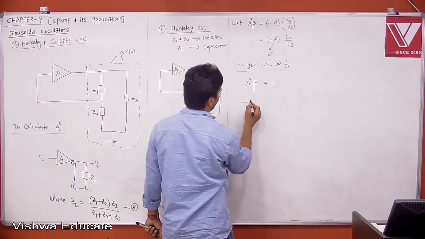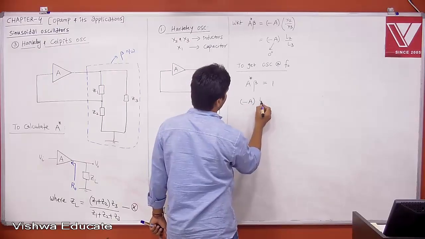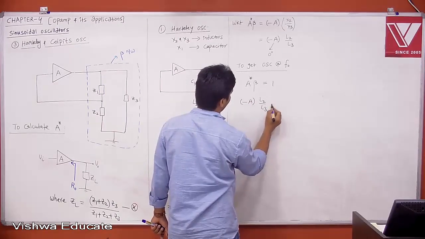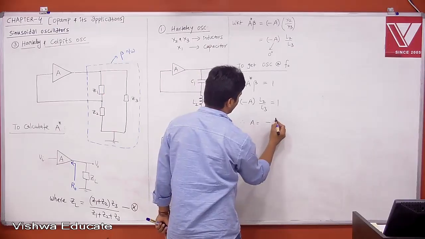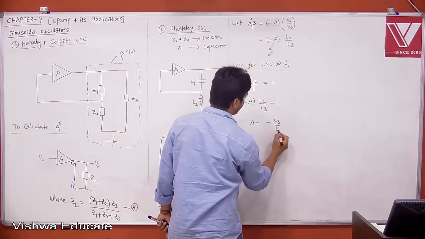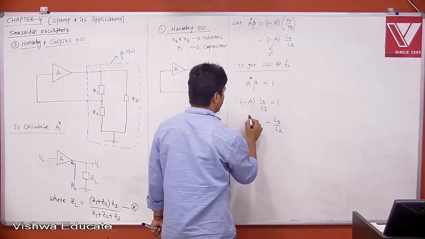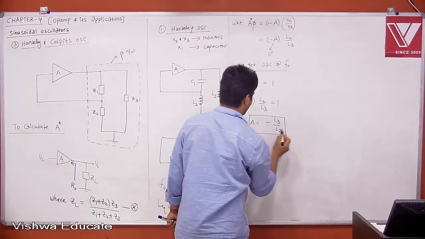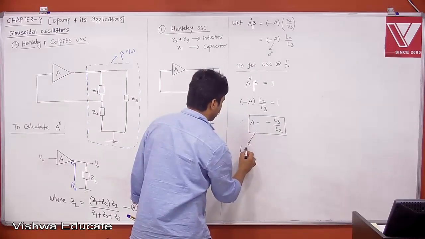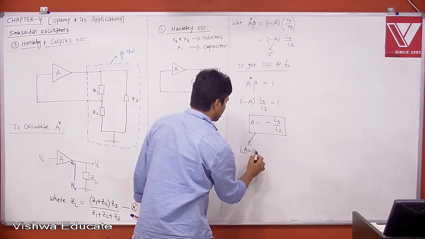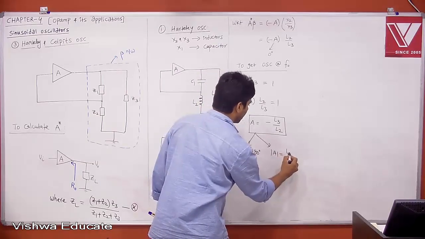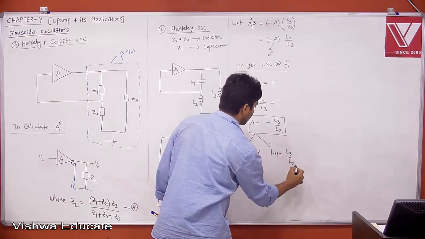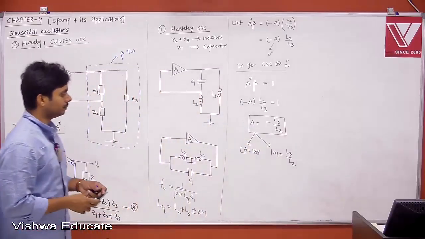Therefore, minus A into L2 divided by L3 should be equal to 1. Therefore, A should be equal to minus L3 divided by L2. This is your open loop gain requirement. Therefore, the angle of A should be 180 degrees and the magnitude of A should be equal to L3 divided by L2. This is your gain requirement.